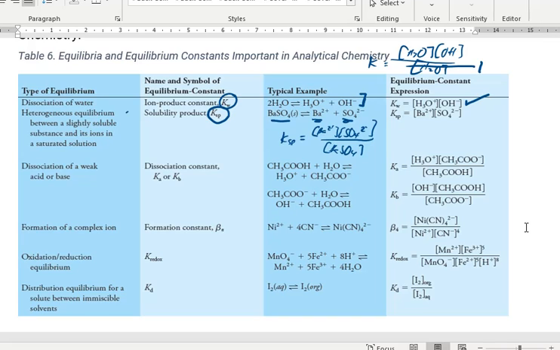That's because, products over reactants raised to their stoichiometric coefficients. So barium sulfate is a solid, right? It's solid, so that's why it's equal to 1. So it's just equal to this. Okay? And same here.